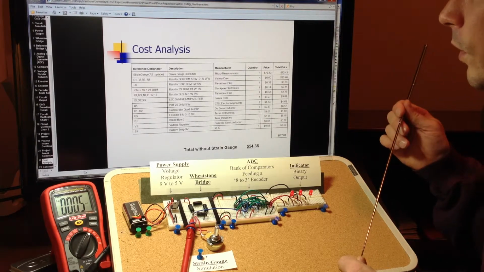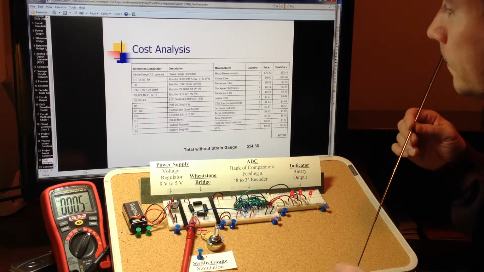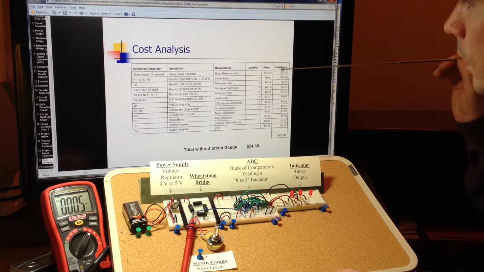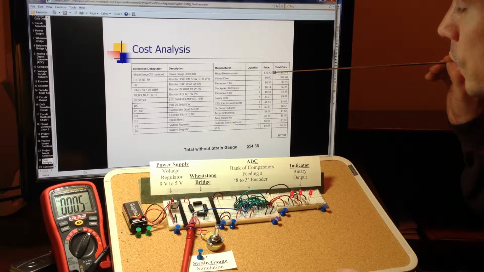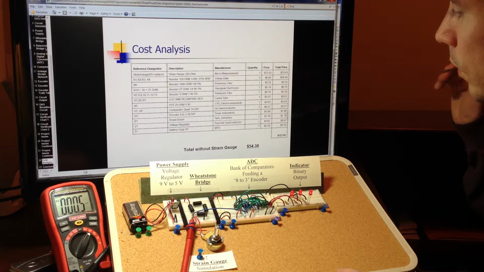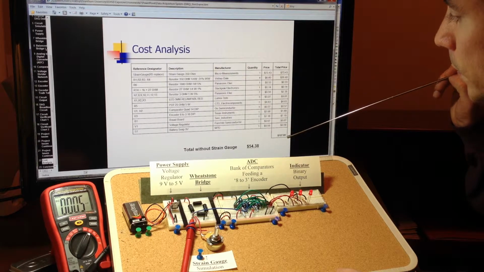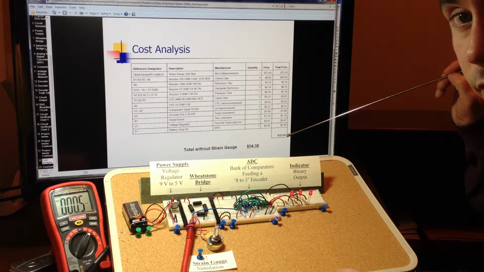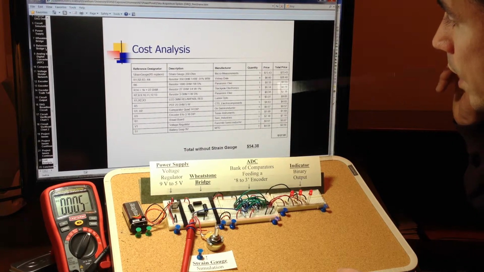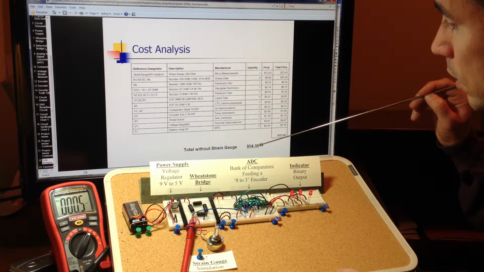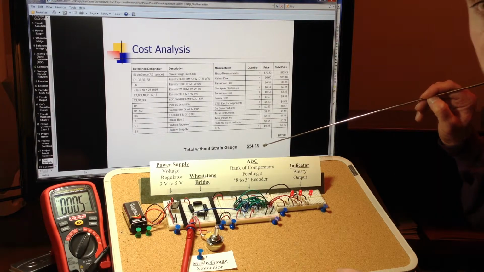This is my cost analysis breakdown. As you can see here, it includes my strain gauge, which was $73. That ended up giving me a total price for the project of $127.81. Without the strain gauge, the cost of the project was only $54.